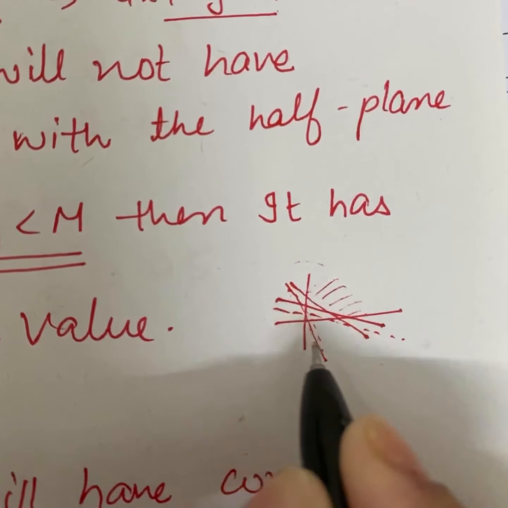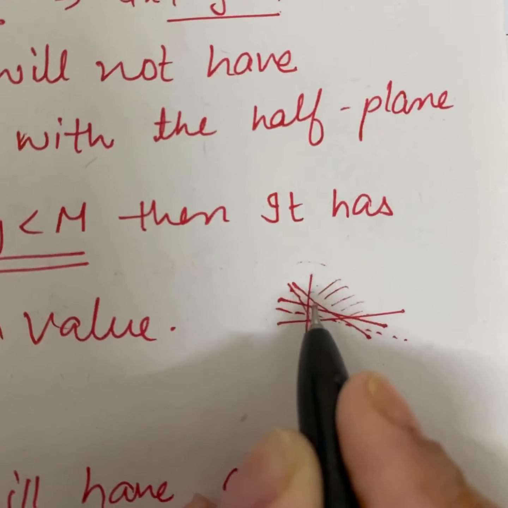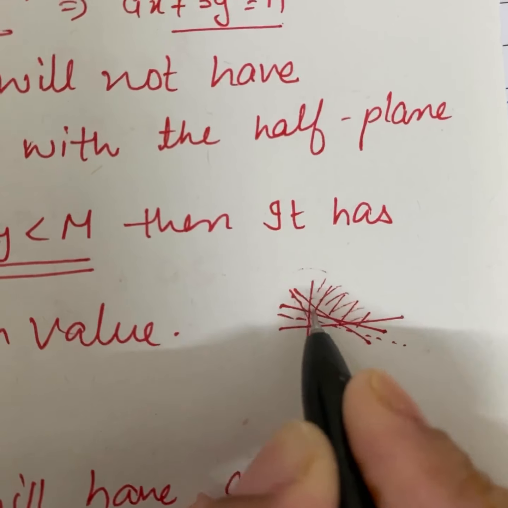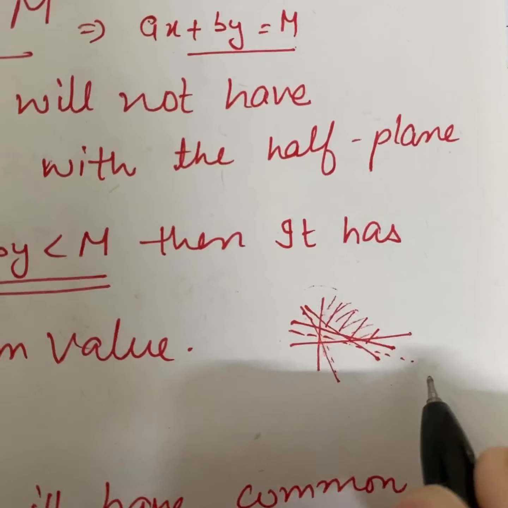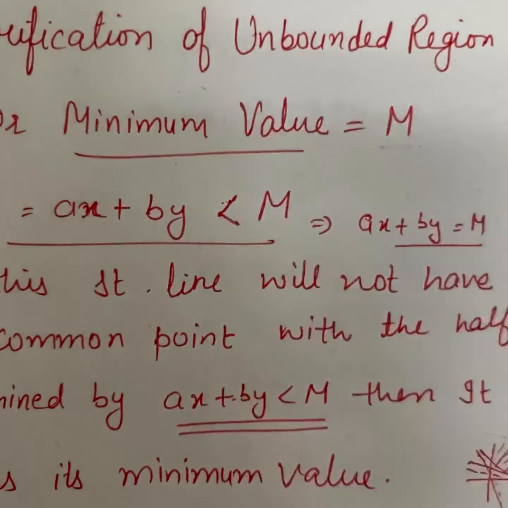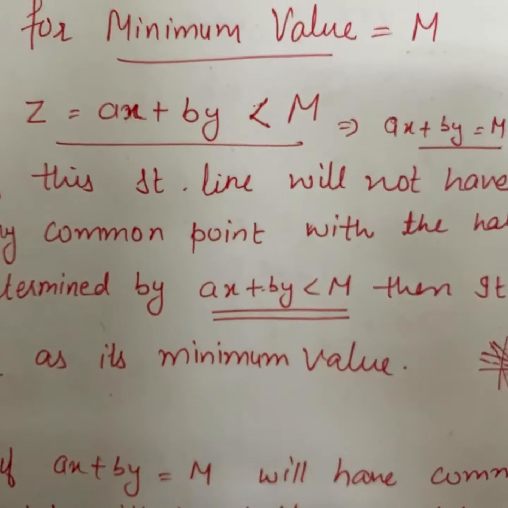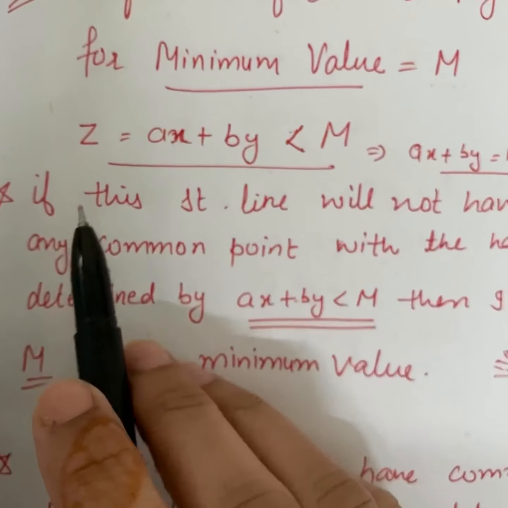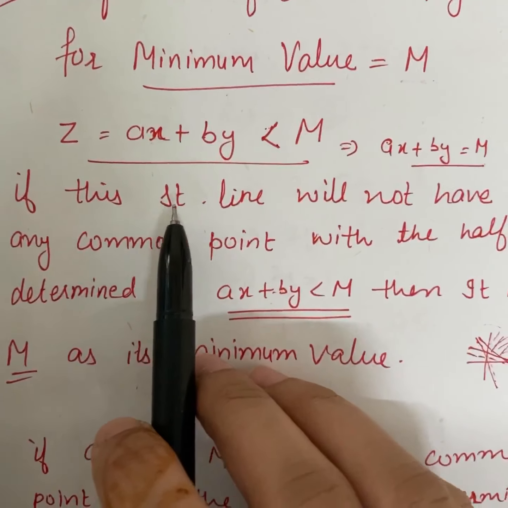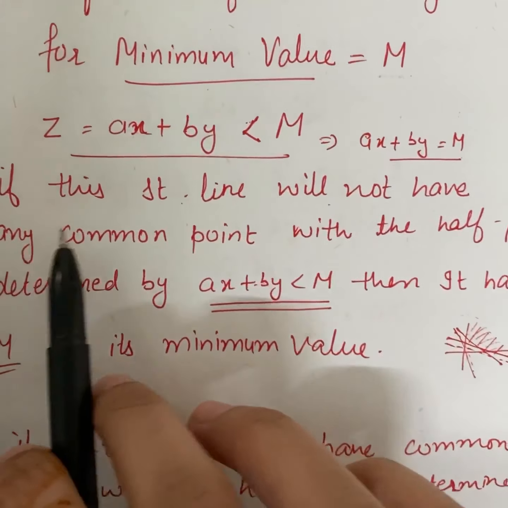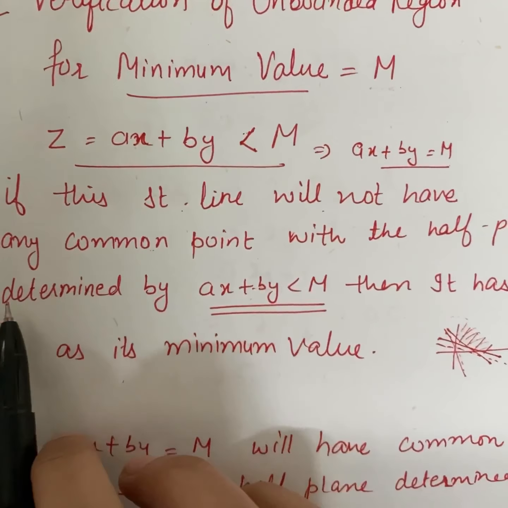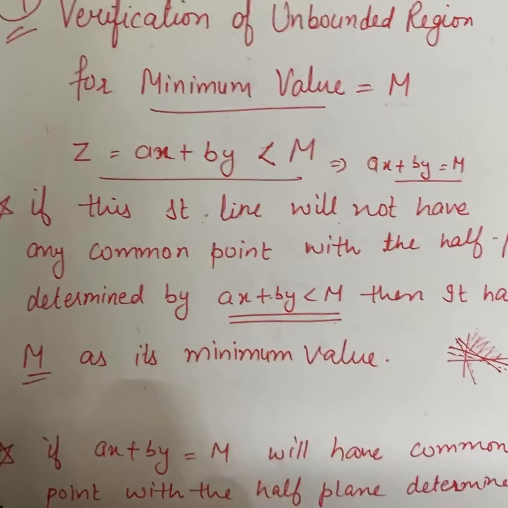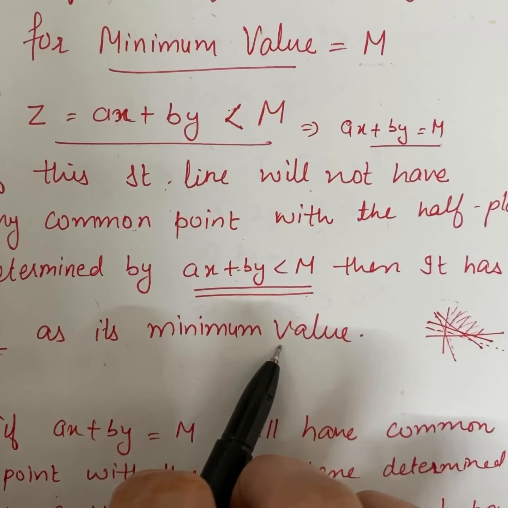It is nowhere entering the portion where you have shaded. In the shaded portion, it has nothing in common. This line is totally separate from this portion. When this line is totally separate from this portion, then you are saying that this m value is the minimum value. Okay, read it now. If this straight line does not have any common point with the half plane determined by this straight line, then it has m as its minimum value.